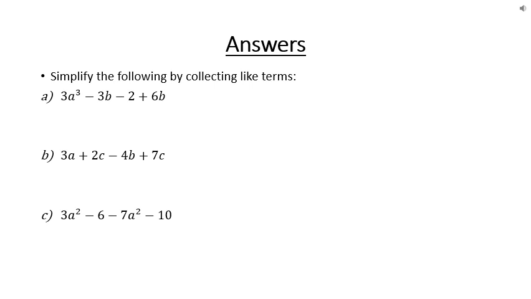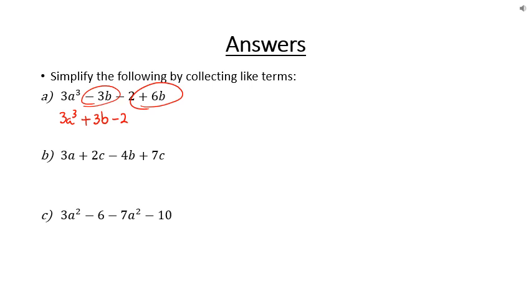Okay, so in our first expression, we had the like terms of 6b and minus 3b. So that left us with 3a to the power of 3. We had a minus 2 that came straight down, but when we collected negative 3b plus 6b, that gave us an overall result of plus 3b. So our expression that we're left with ends up being 3a to the power of 3 plus 3b take 2.